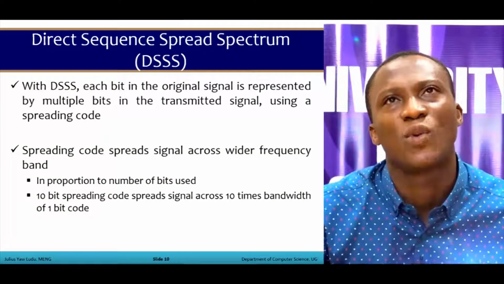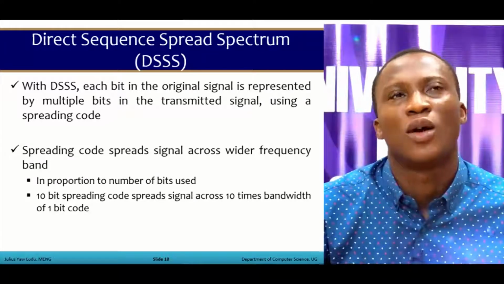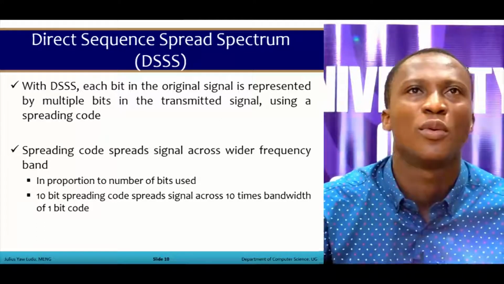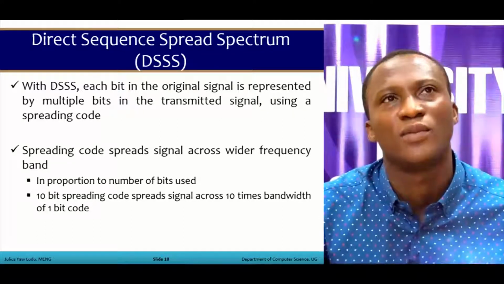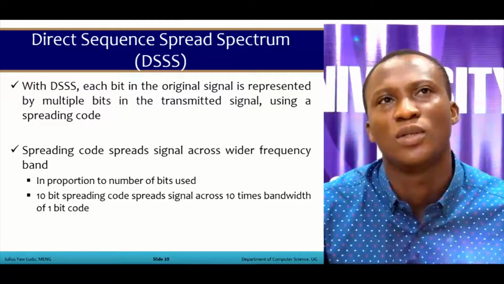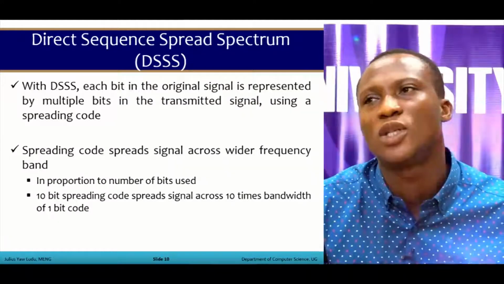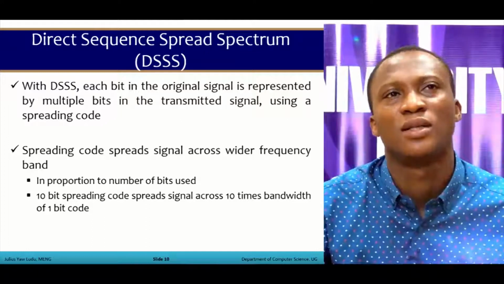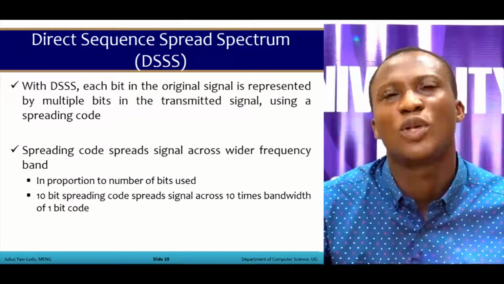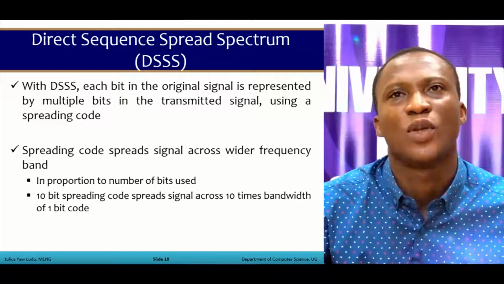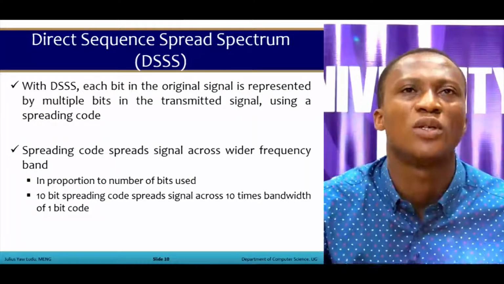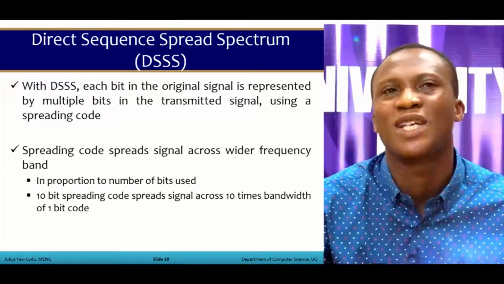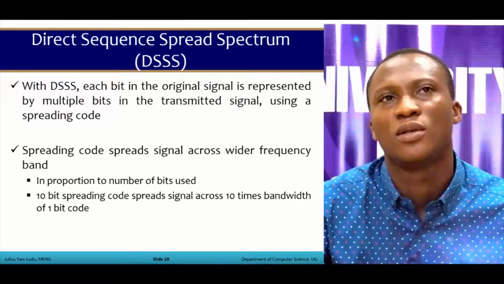Then we have the direct sequence spread spectrum. Here, each bit in the original signal is represented by multiple bits in the transmitted signal using a spreading code. The spreading code spreads the signal across an even wider frequency band in proportion to the number of bits being used. So a 10-bit spreading code spreads the signal across 10 times the bandwidth of just a 1-bit code. So you can imagine.